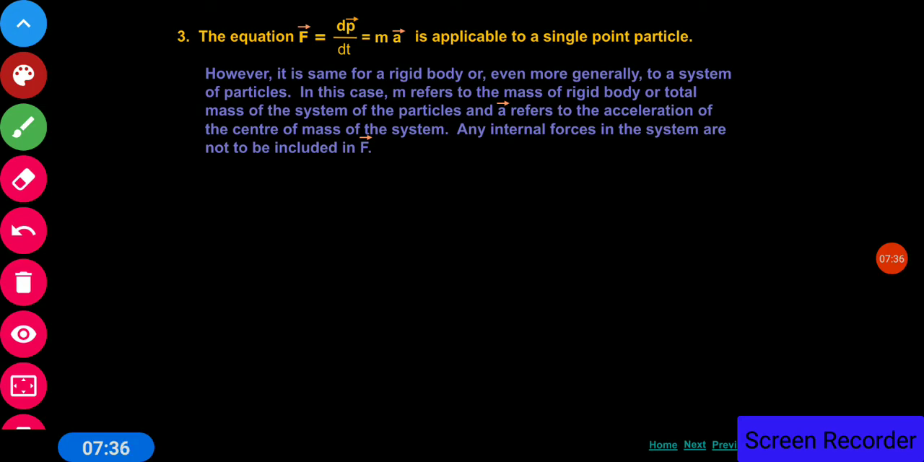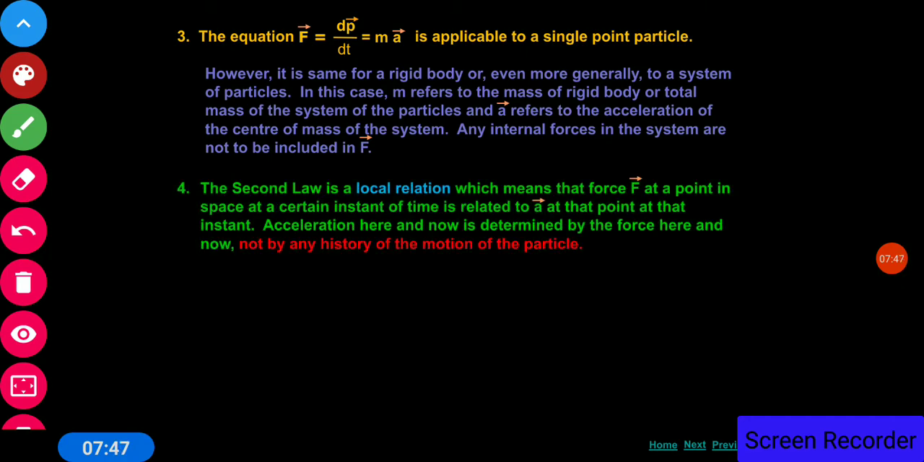So F is equal to dp by dt is applicable to a single point particle. The whole rigid body is supposed to be a single point particle. The second law is a local relation. Local relation means that force F at a point in space at a certain instant of time is related to a at that point at that instant.